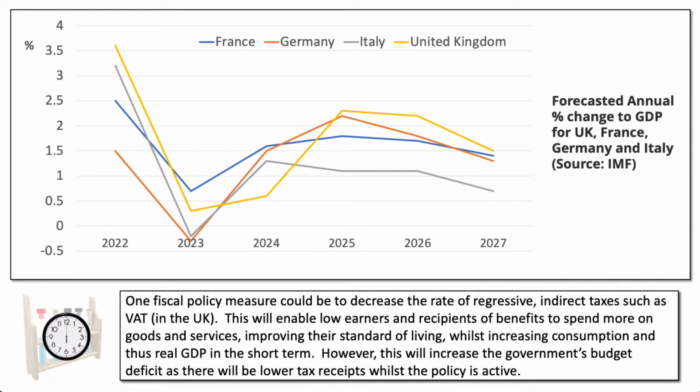Okay, so we're going to cut VAT, improving the standard of living whilst increasing consumption, and thus real GDP in the short term. So that would give us our very quick response that we're looking for in that data.